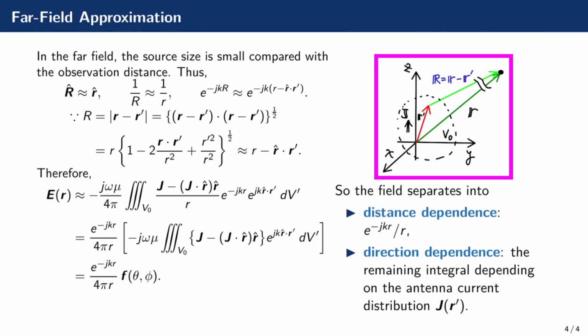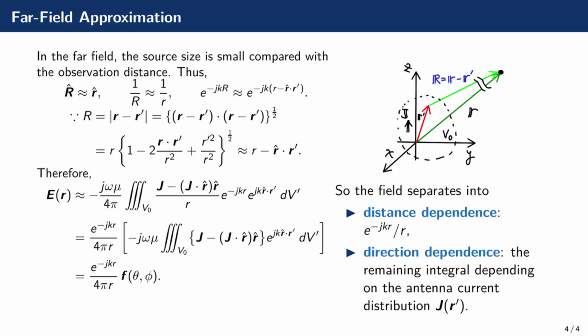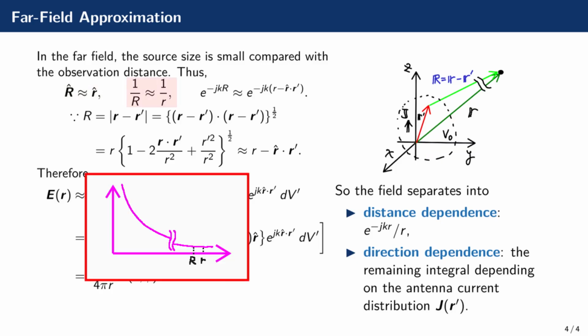Next, let us introduce another far field approximation. In the far field, the observation distance R is much larger than the antenna size. So the direction from the source point to the observer, R hat, is almost the same as r hat. Also, 1 over R can be approximated by 1 over r. However, for the exponential factor, we need the first order term in the phase.